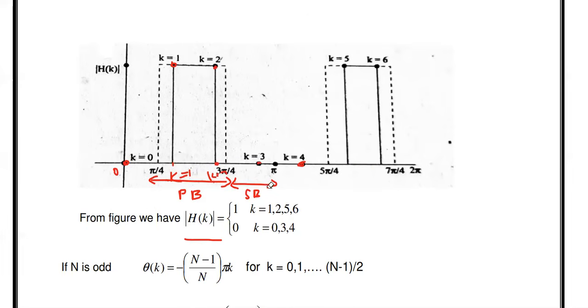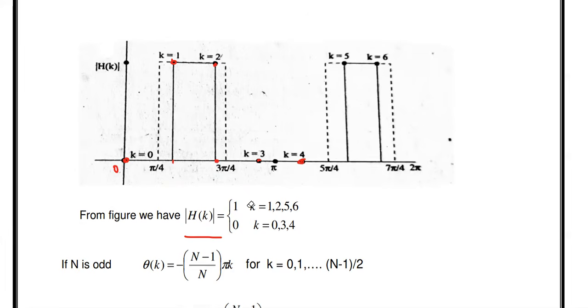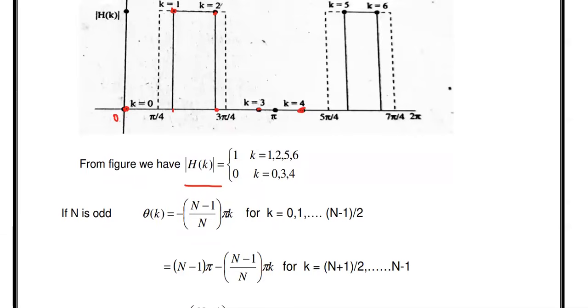Okay, so for different k values, you just find the omega. You then see whether that omega value is available in the pass band or the stop band. If it is in the pass band, the modulus of H of k is 1. If it is in the stop band, the modulus of H of k will be 0. Okay, so the modulus of H of k is calculated. This is the first step.